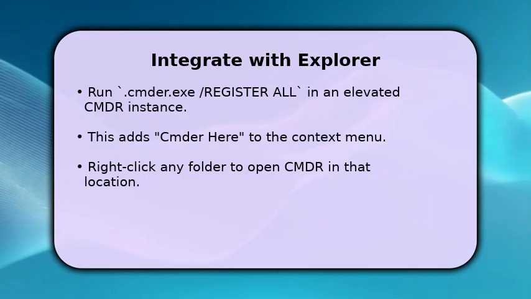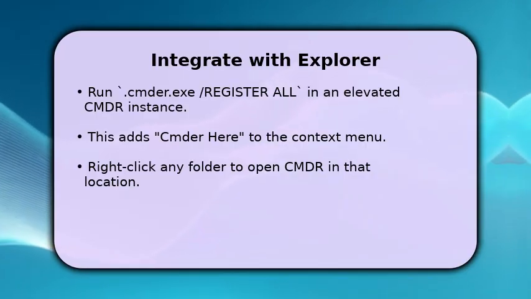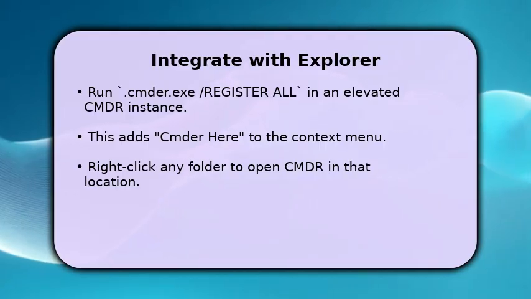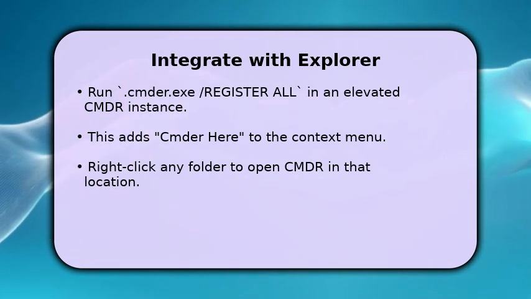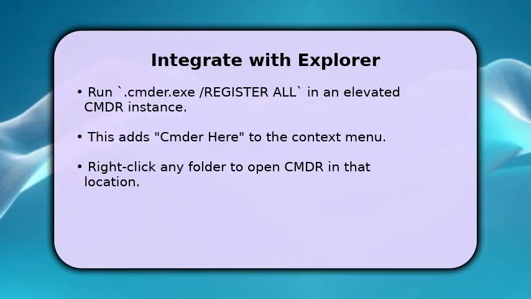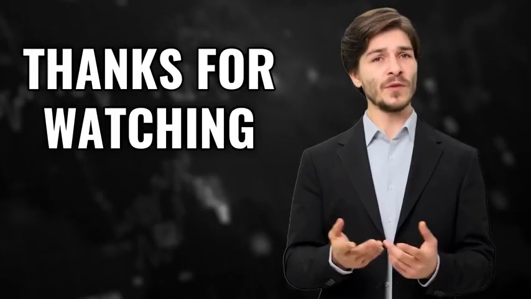For seamless integration with Windows Explorer, open an elevated CMDR instance and run cmdr.exe /register all. This command adds a convenient "CMDR here" option to your right-click context menu. Now, you can simply right-click any folder in Explorer and select this option to instantly open CMDR in that specific location, saving you time.